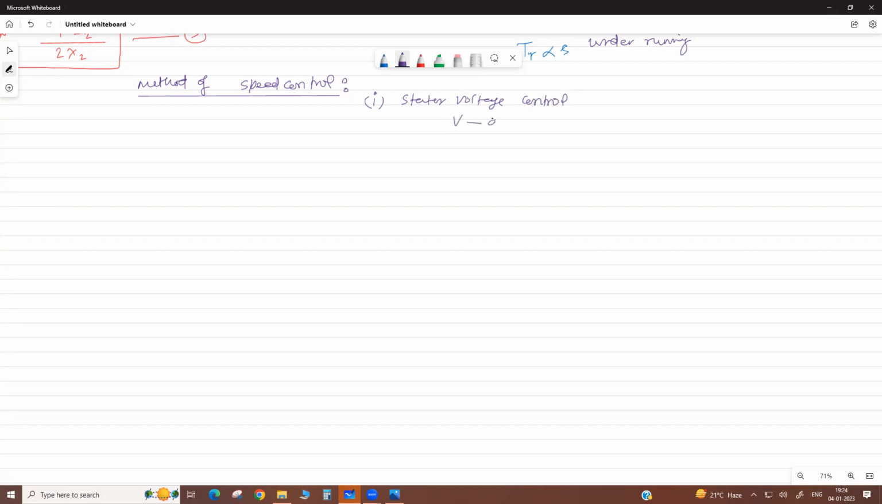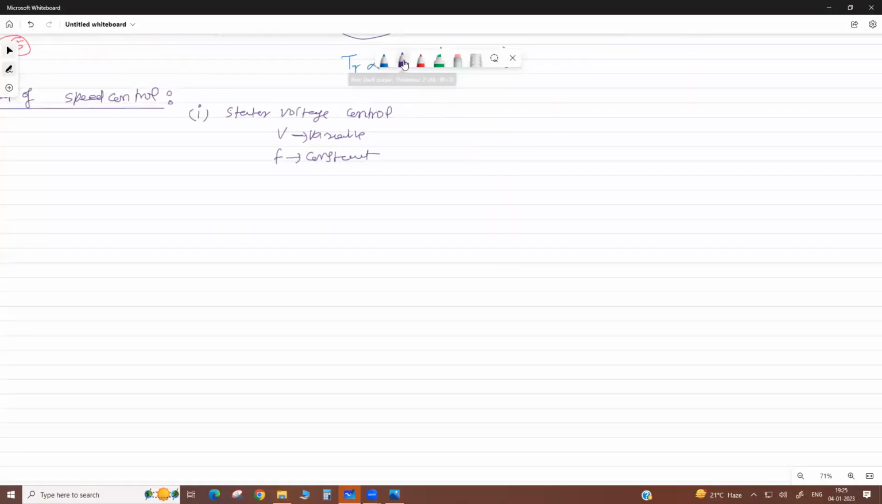V is variable. F we keep constant, fixed, we do not vary it. Only we vary the voltage. And vary means we do not increase from rated. We can apply the reduced voltage. Over voltage and over frequency we never apply.